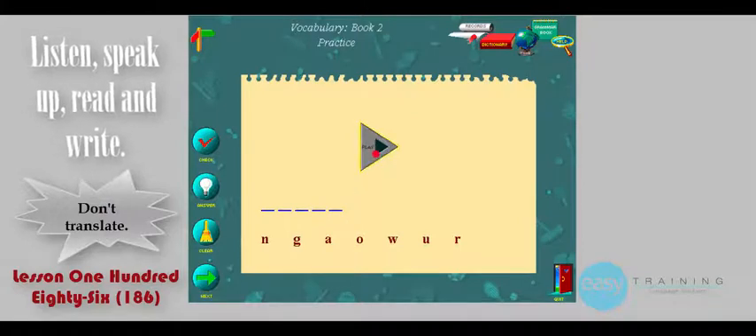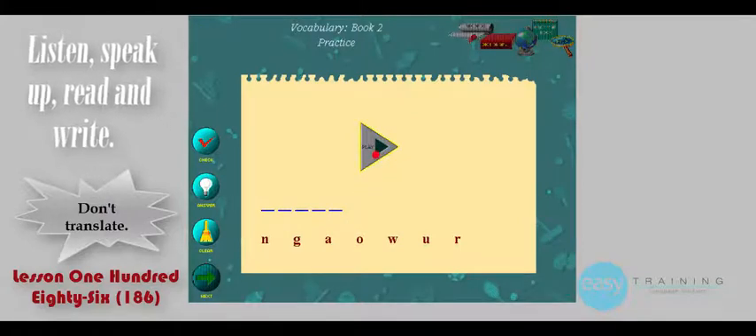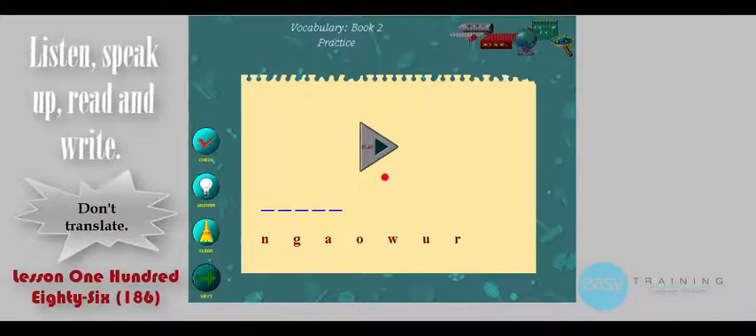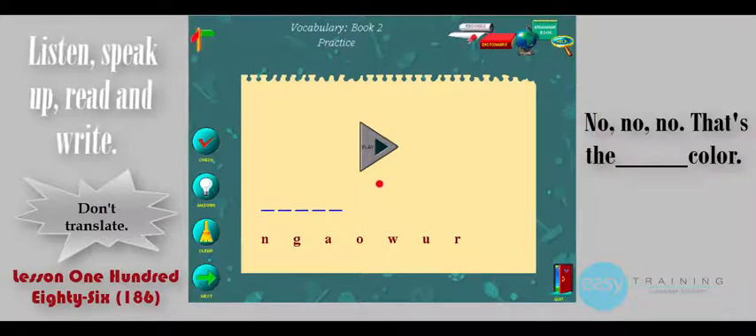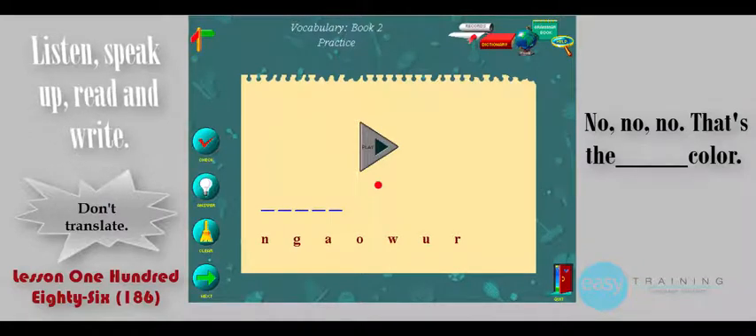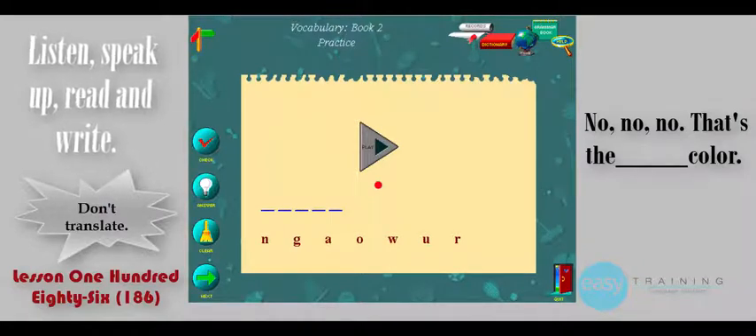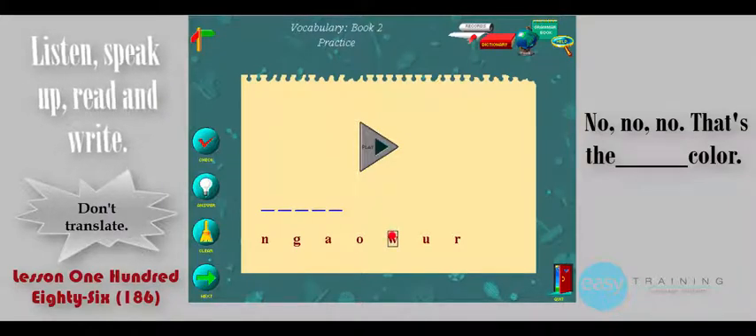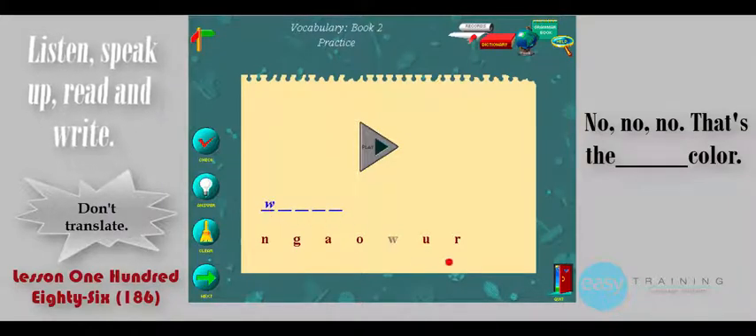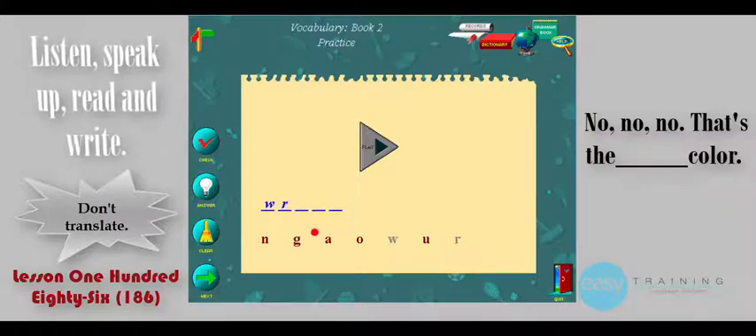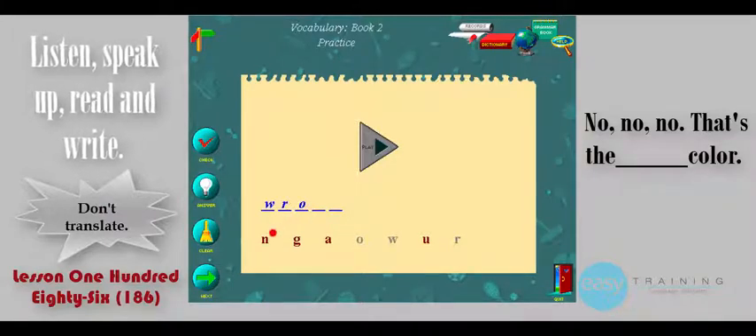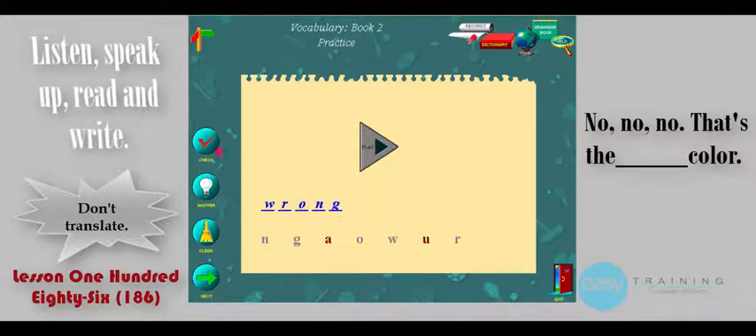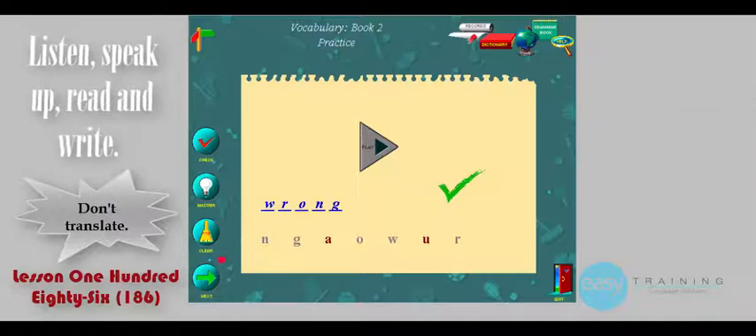Listen. Wrong. No. That's the wrong color. She says, no. That's the wrong color. Wrong. It spells W-R-O-N-G. The wrong color. Very good.